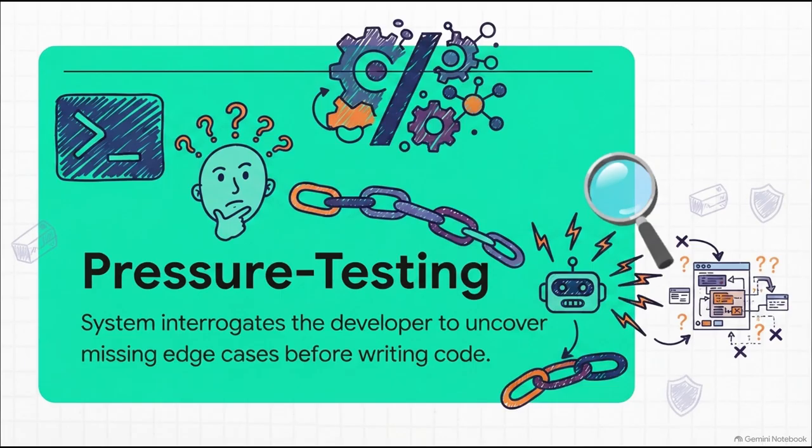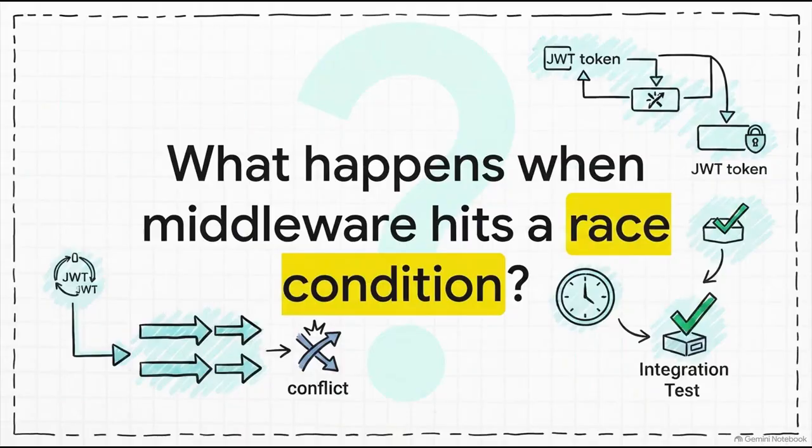Instead of you prompting the AI, it aggressively interrogates you. It pressure tests your architecture to uncover missing edge cases and security vectors before a single line of syntax is ever generated. Let's look at what that actually sounds like in practice.